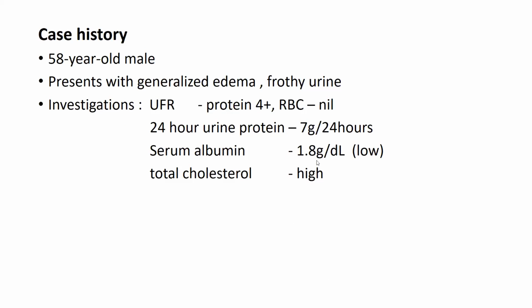When you do the investigations, you can see there is protein of 4+, no red cells. They calculated the amount of protein per day that the patient is passing, and it is 7 grams, that means 7,000 milligrams of protein per day. The serum albumin is very low, 1.8 grams per deciliter, and you know the normal range is about 3.5 and above. The total cholesterol is high. So when you see this clinical picture, you have to clinically diagnose nephrotic syndrome. That would be the first step.